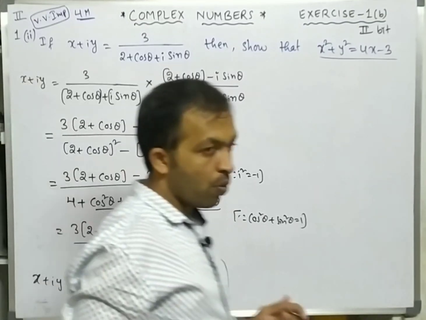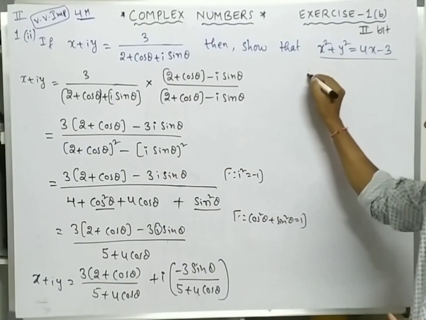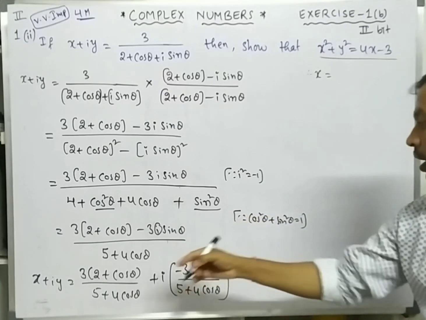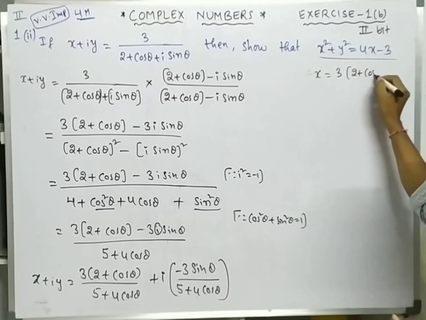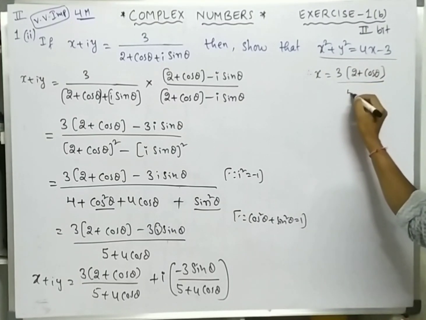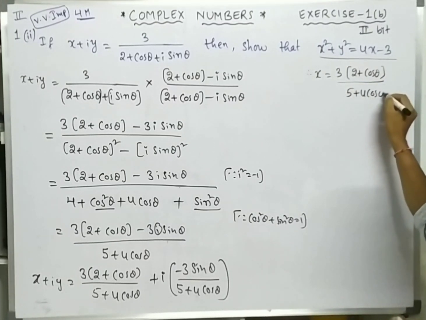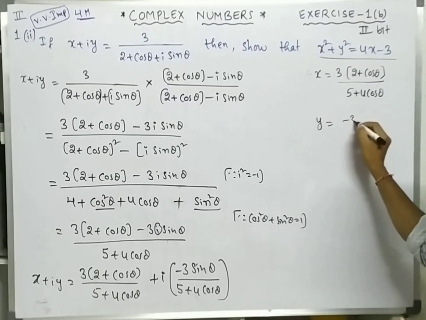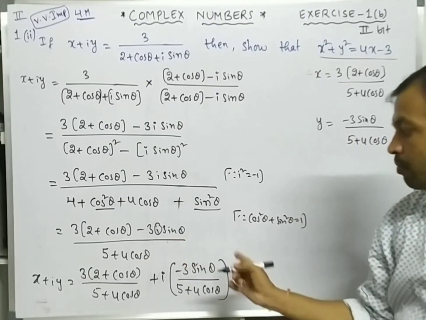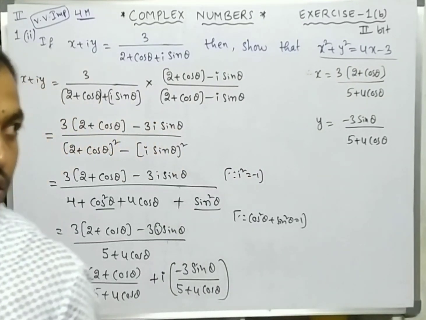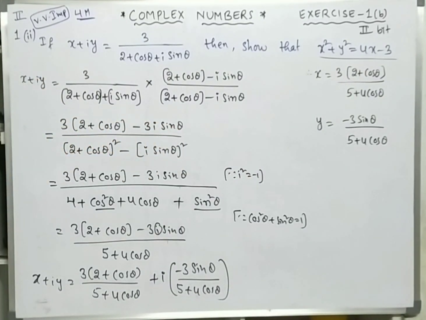Now comparing both sides, what is x? x is equal to 3 into (2 plus cos theta) by (5 plus 4 cos theta). Next, y is equal to minus 3 sin theta by (5 plus 4 cos theta). So by comparing both sides we got x is equal to 3 into (2 plus cos theta) by (5 plus 4 cos theta), and y is equal to minus 3 sin theta by (5 plus 4 cos theta).